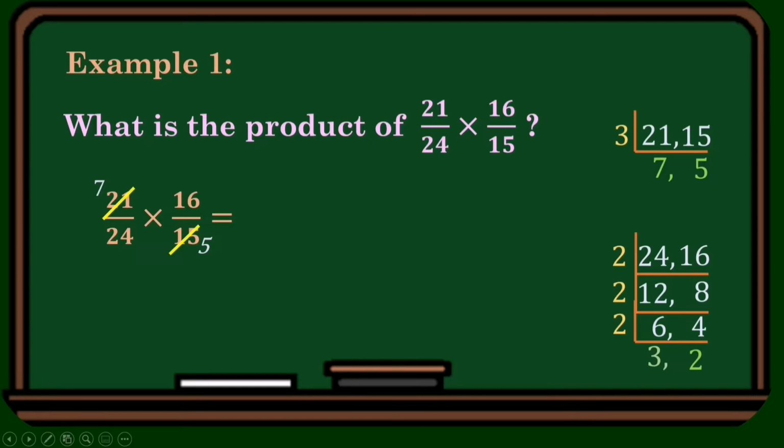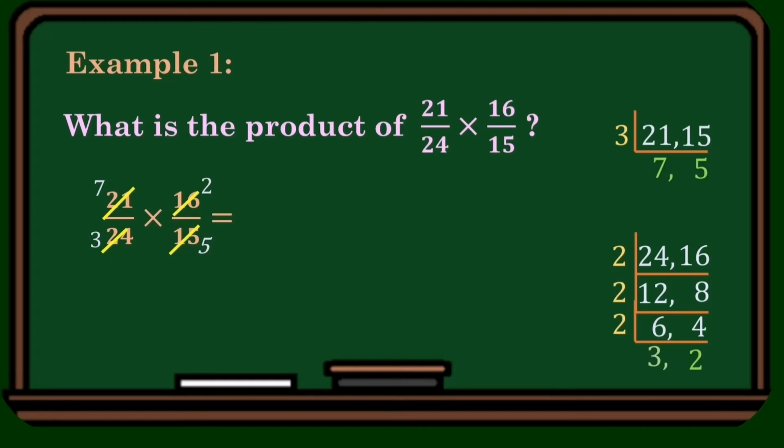Then we will multiply all the divisors. 2 times 2 times 2 equals 8. So, the GCF of 24 and 16 is 8. Now, we will divide 24 by 8. Okay, the answer is 3. So, let's cross out the 24 and then replace it with 3. Then, 16 divided by 8. Cross out 16 and replace it with 2.